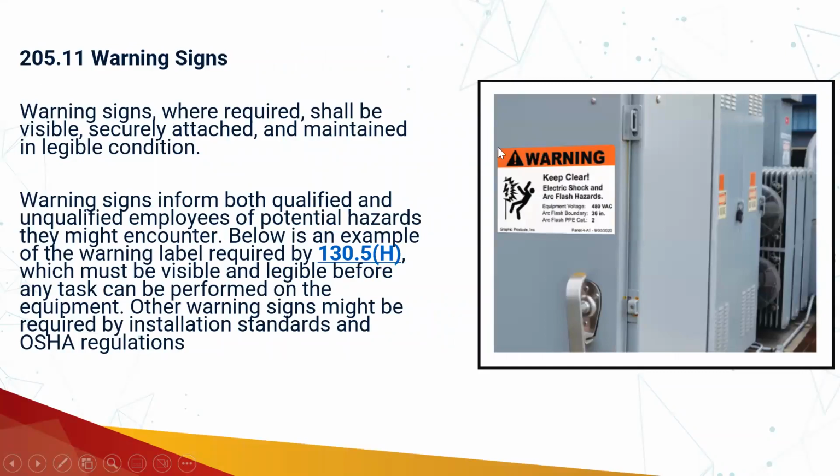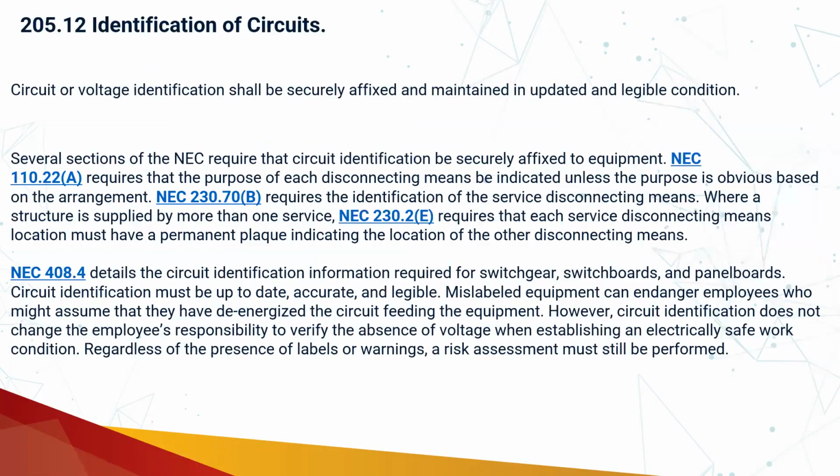205.11 talks about those warning signs. If we are putting those warning signs or labels here as per 70E requirements or NEC, those need to be maintained in readable and legible condition. Identification of the circuit and voltage identification shall be securely affixed and maintained in updated and legible condition. So what is the circuit voltage level, what is the name of the circuit, etc.